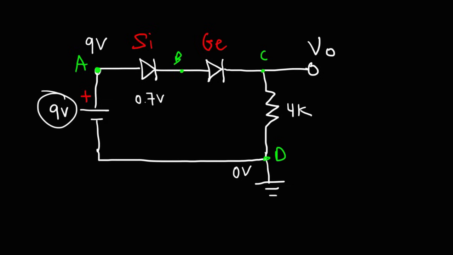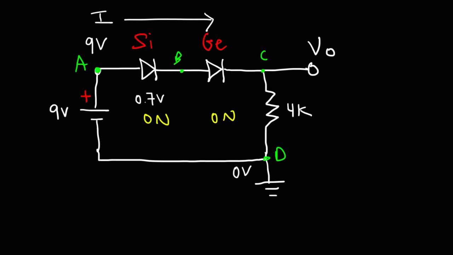And there's enough energy to activate both the silicon and the germanium diode. And the current is flowing in the right direction. So both of these diodes will be in the on state. Now the potential at point B will be 9 volts minus the voltage drop of 0.7. So that's going to be 8.3 volts. The germanium diode has a voltage drop of 0.3. So 8.3 minus 0.3 will give us the potential at point C, which is 8 volts. So that is the output voltage for this particular circuit.